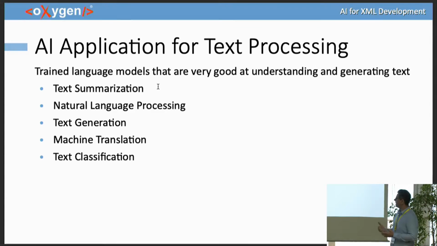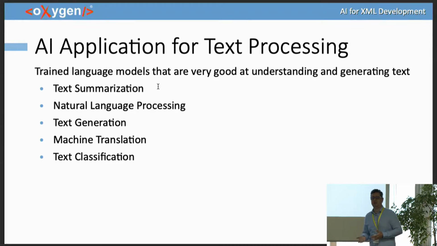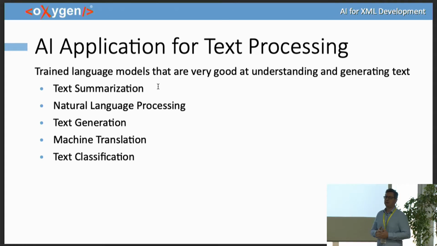AI for text processing: these models are very good at text summarization, for example, at generating text, at machine translation, and at text classification. They understand very well the text that you have in the document and can generate content based on the prompts that you are giving.